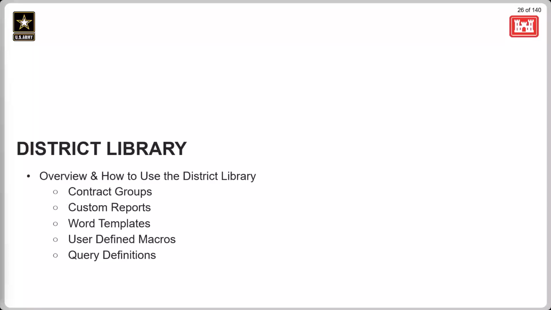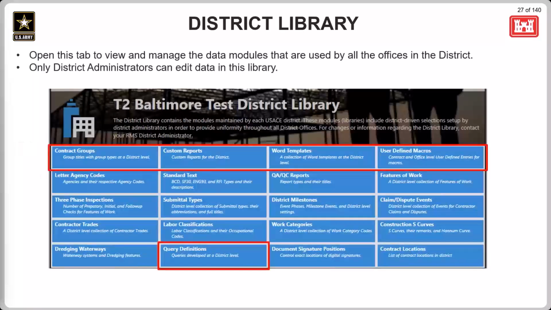So first up will be the district library, and these are the various modules we're going to be discussing today. So that's going to be the contract groups, custom reports, word templates, user-defined macros, and query definitions. So first up, a quick overview. This library is used to view and manage the data that's available throughout the district in RMS. Only district administrators can edit the data in this library, so keep that in mind.